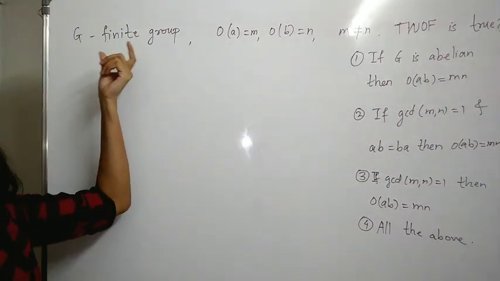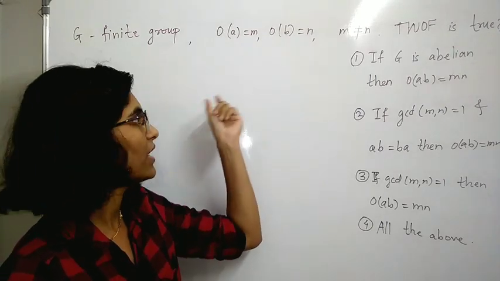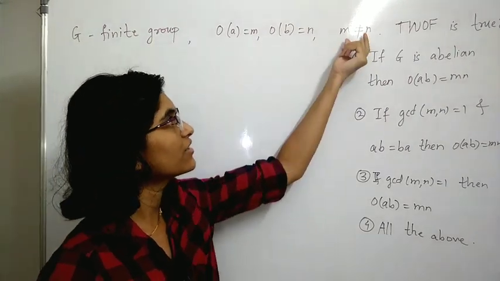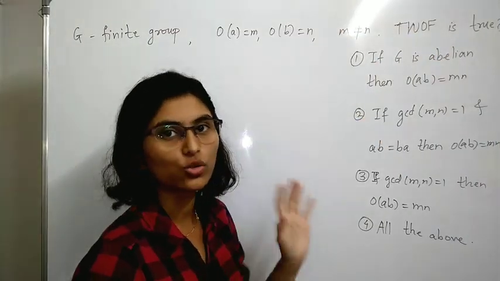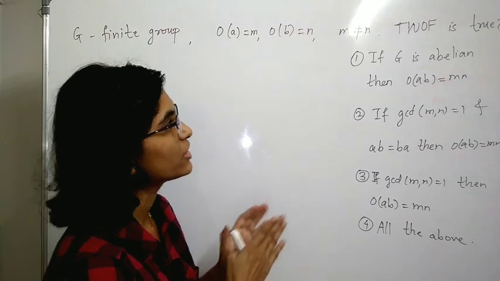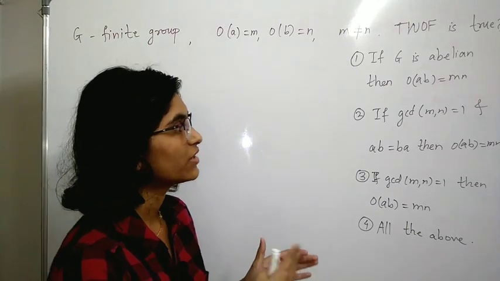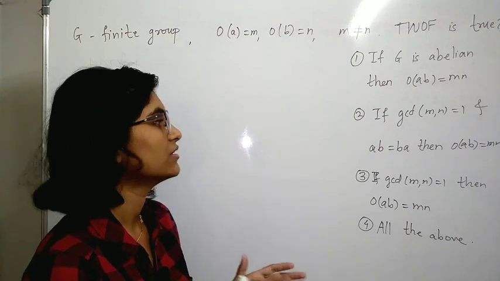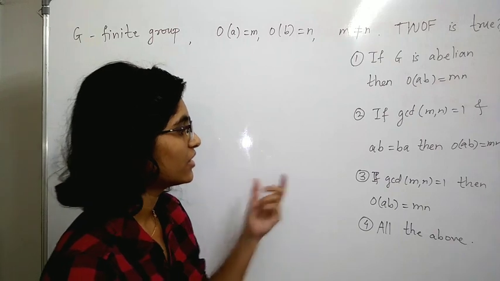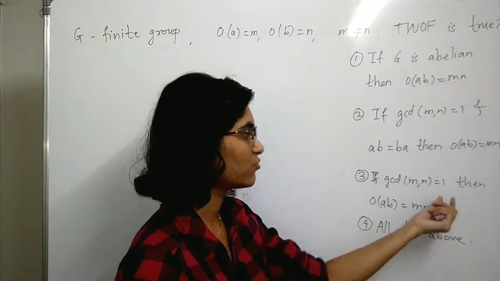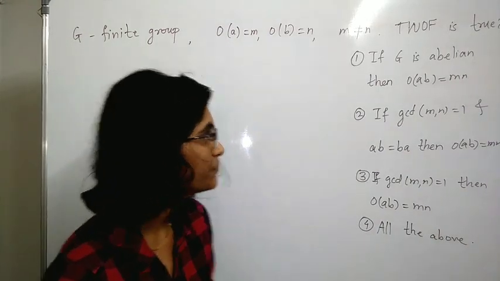We are given a finite group G, the order of A is m and the order of B is n, with A, B in G and m not equal to n. Then which of the following is true? The first option is: if G is abelian, then the order of AB is mn. Second is: if GCD of m and n is 1 and AB is equal to BA, then the order of AB is mn. Third is: if GCD of m and n is 1, then the order of AB is mn. And last is all of the above.